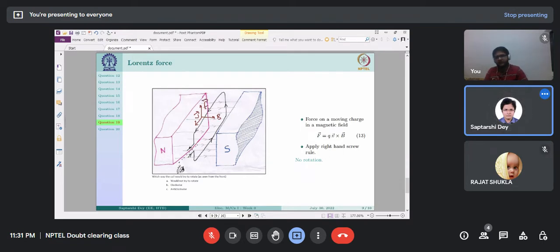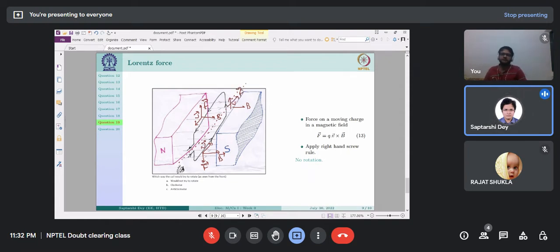Now again the axis of rotation is this. So here we have upward force. Similarly, I have V in this direction, B in this. So a downward force acting on this arm of the conductor. And again, in this arm, I have V here and B here. So outward force, force along the axis outwards on this arm.